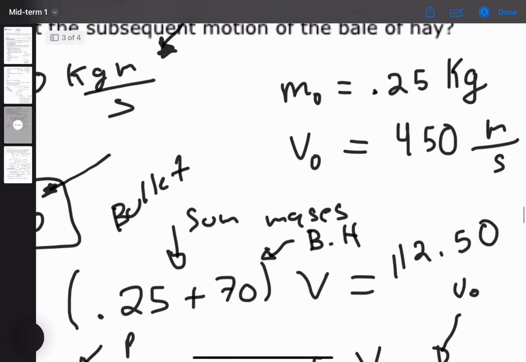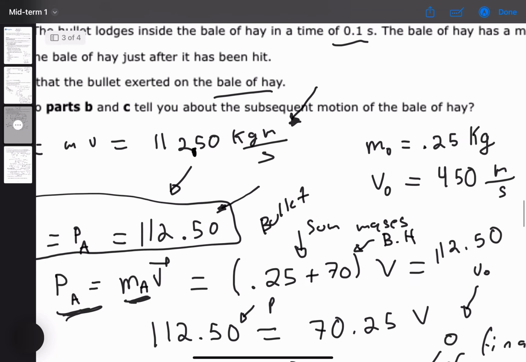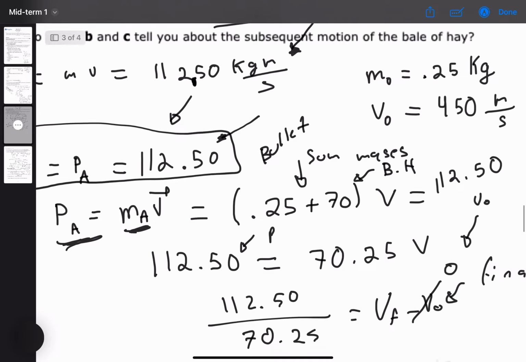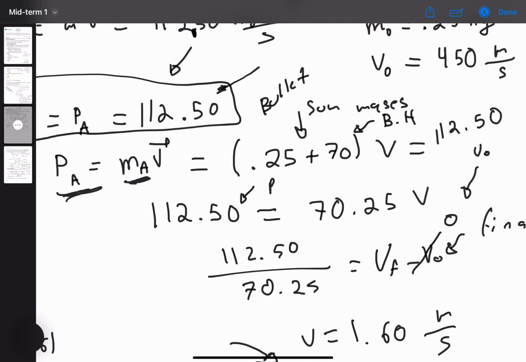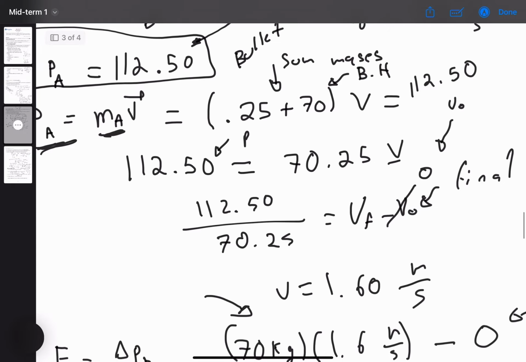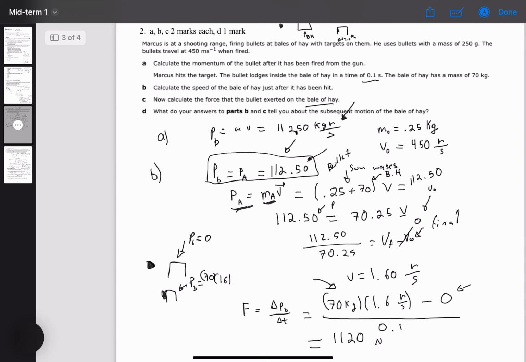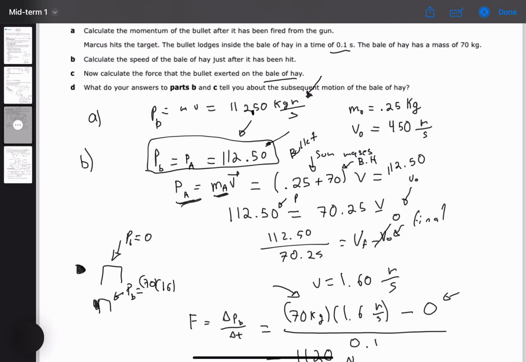Okay, so I get this equation, and from here I can solve for V. If I solve for V here, I will get this fraction, 112.50 over 70.25. And here in V, I'm not considering initial velocity because the bale of hay doesn't have motion before colliding. So here I can only worry about final velocity. And that velocity is 1.60. Okay, that is the velocity right after it has been hit.